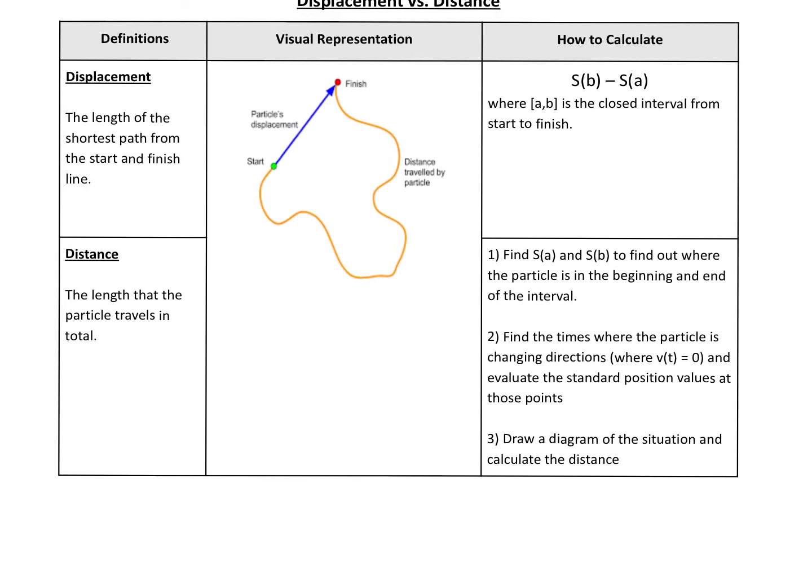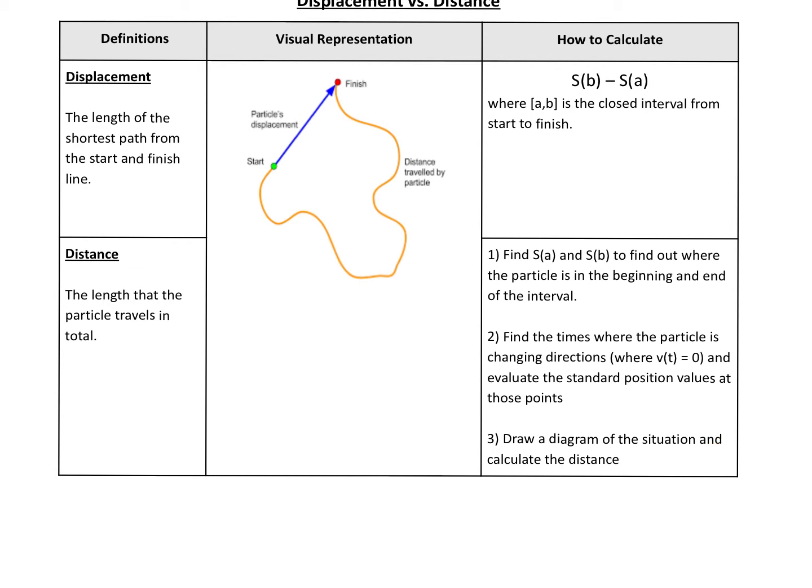All right, so now distance. Distance is the length that the particle travels in total. So if you look at this example, the particle starts here, travels all the way around, and then finishes. So this orange piece right here is all of the distance that the particle traveled. So that distance is actually going to be greater, in this case, than the displacement. And here are the steps of how to calculate the distance. I'm not necessarily going to read through them right now. We're going to use them in an example in a little bit.